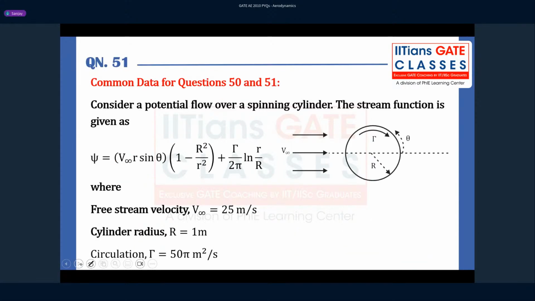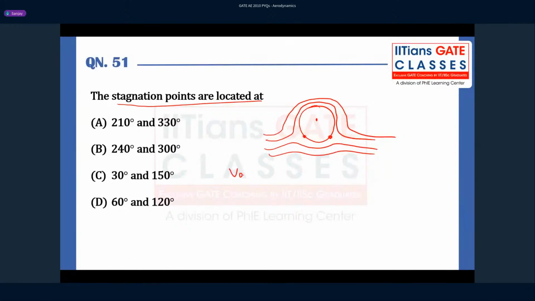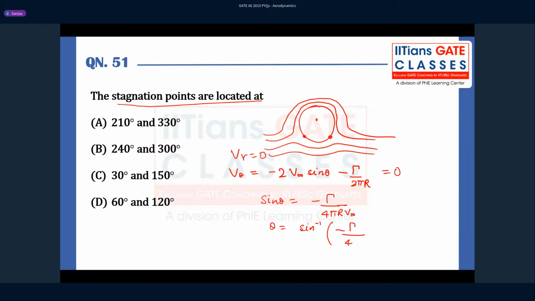So V theta is minus 2 V infinity sine theta minus gamma by 2 pi r. You equate it to 0 because we know VR is already 0. There is no radial component of velocity. So you equate V theta to 0. When you equate it to 0, what will you get? Sine theta is equal to minus gamma by 4 pi r V infinity. From here you get theta is equal to sine inverse of minus gamma by 4 pi r V infinity.